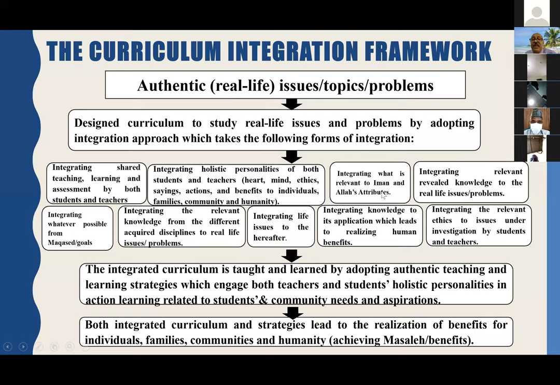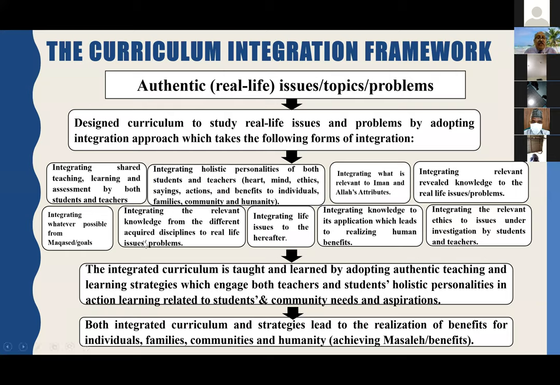Then integrating what is relevant to iman and Allah's attributes. Whenever possible, we can fuse our belief system and Asma Allah al-Husna in what we are writing. Then integrating relevant revealed knowledge to real life issues: we can quote verses or hadith relevant to what we are discussing. Then integrating whatever is possible from maqasid, because we want to live up to the maqasid, the ultimate goals of Islam, so we have to infuse maqasid issues in whatever we write.